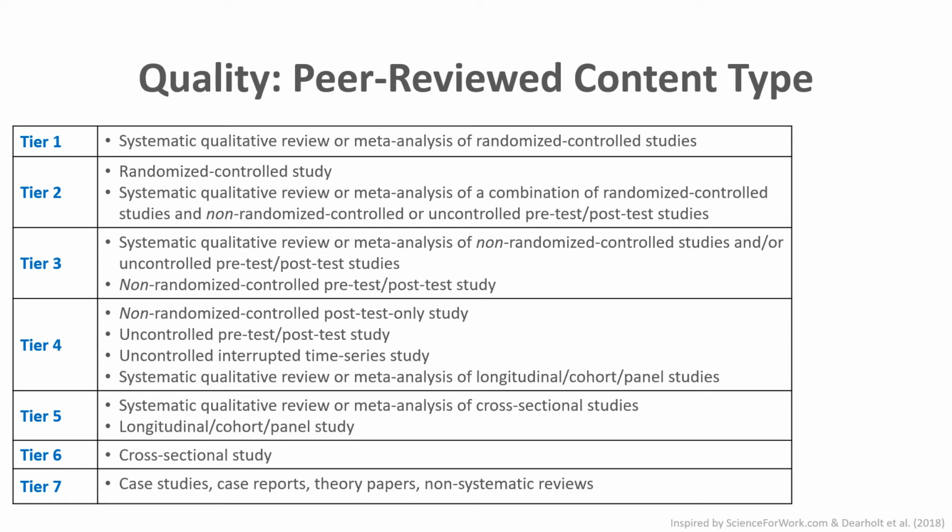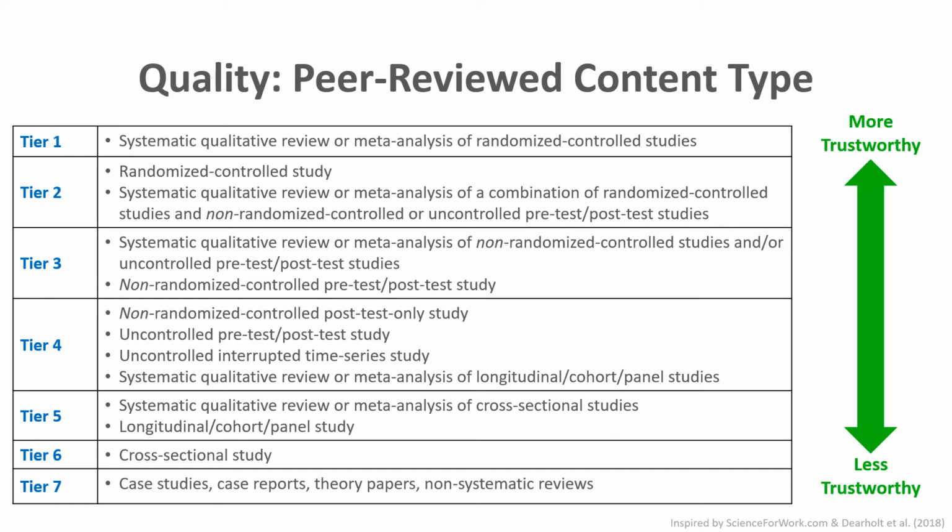So the reason I have organized peer-reviewed content type along these 7 tiers, and the reason I was inspired to do this by other people that have come before me, is because this is a great way of deciding how trustworthy a particular source you found is with respect to the information and findings that it's presenting to you. Tier 1 is going to be more trustworthy. Tier 7 is going to be the least trustworthy.